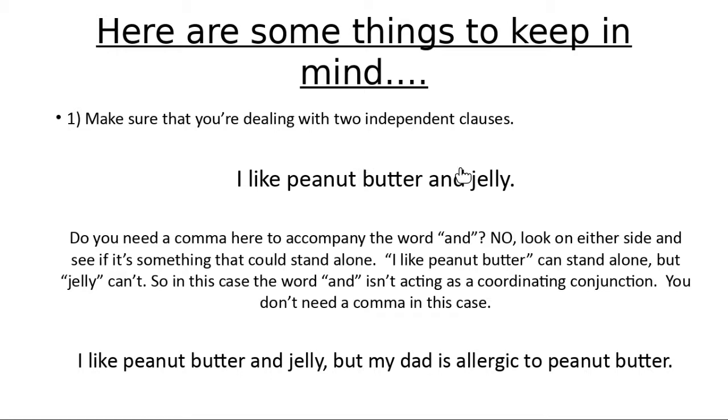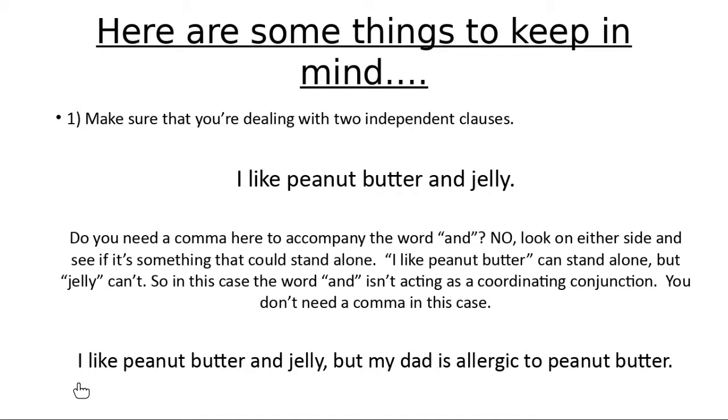That's an independent clause. Look on the other side. Jelly. That's not. Jelly can't stand alone by itself. So in this case, the word and isn't acting as a coordinating conjunction, which is why you wouldn't need a comma along with it. So if you're going to have the comma and the coordinating conjunction, you want to make sure that each side has an independent clause on it.